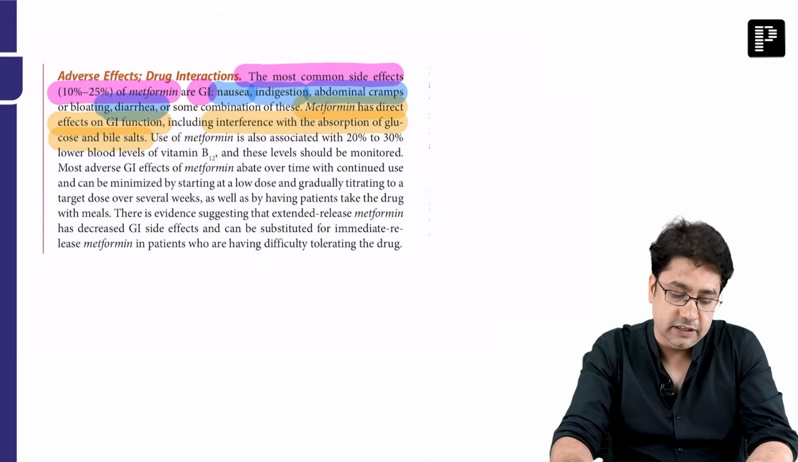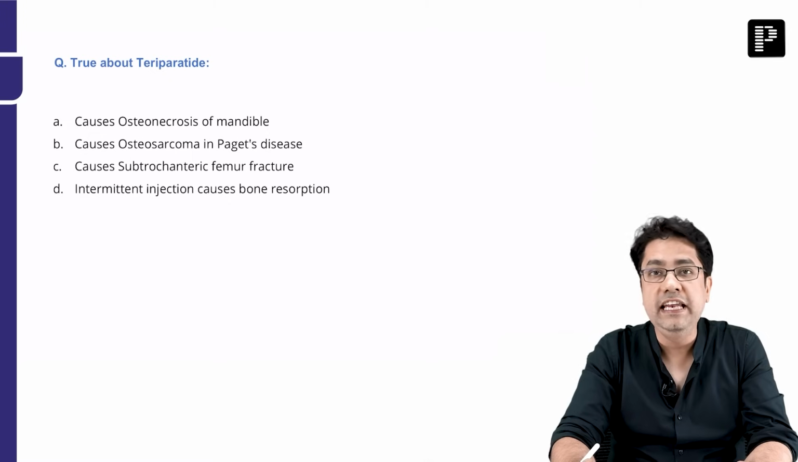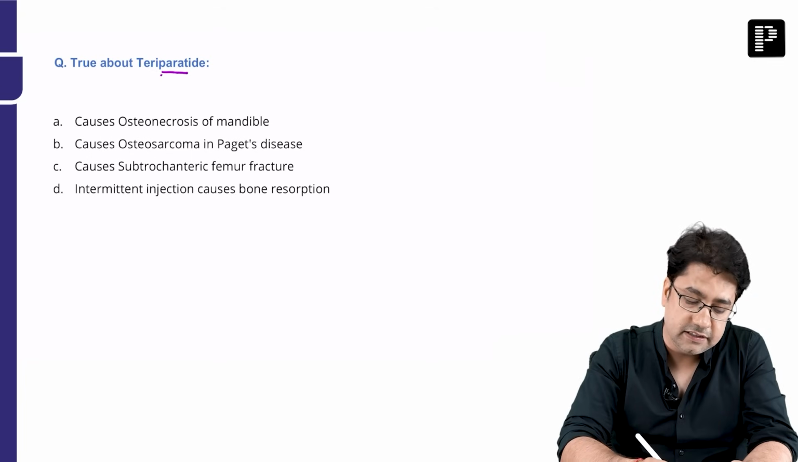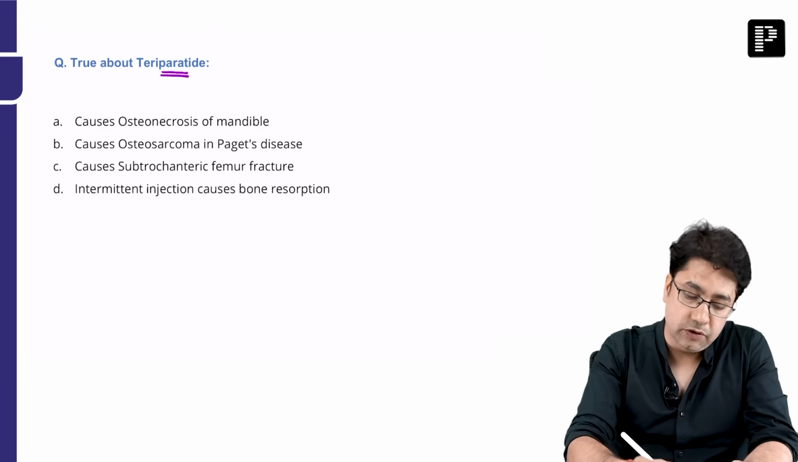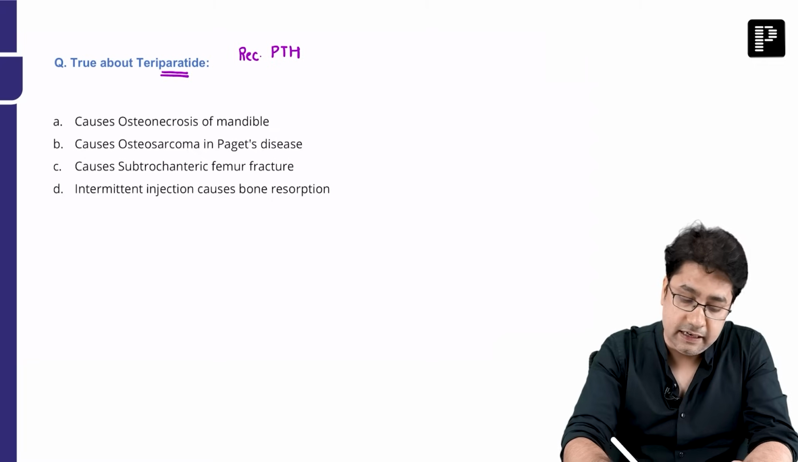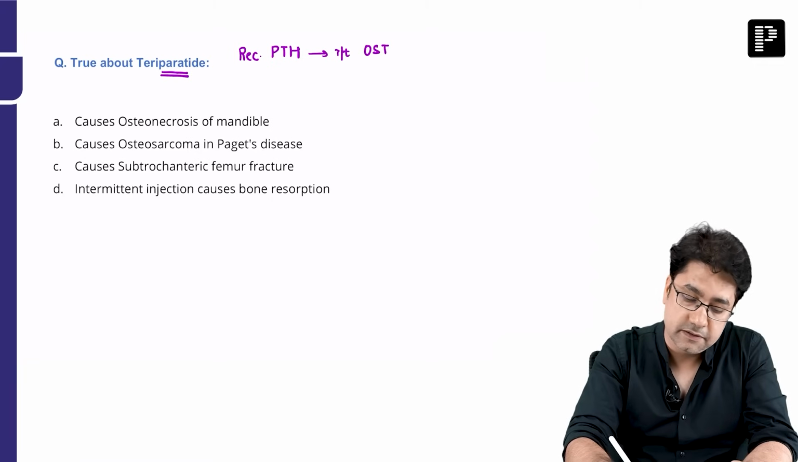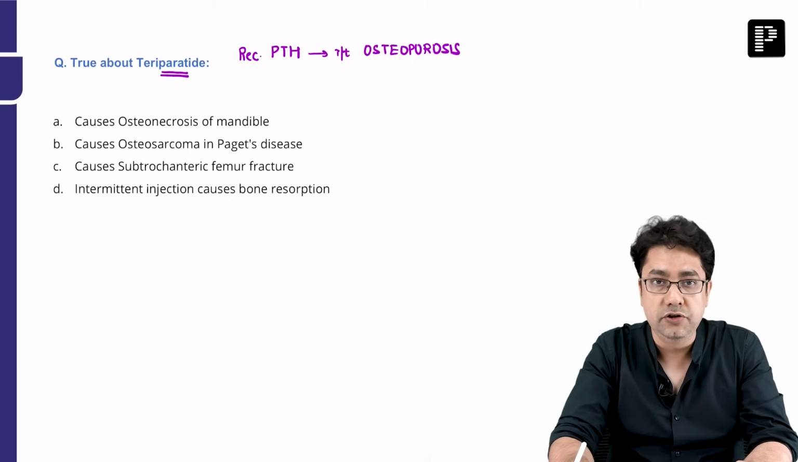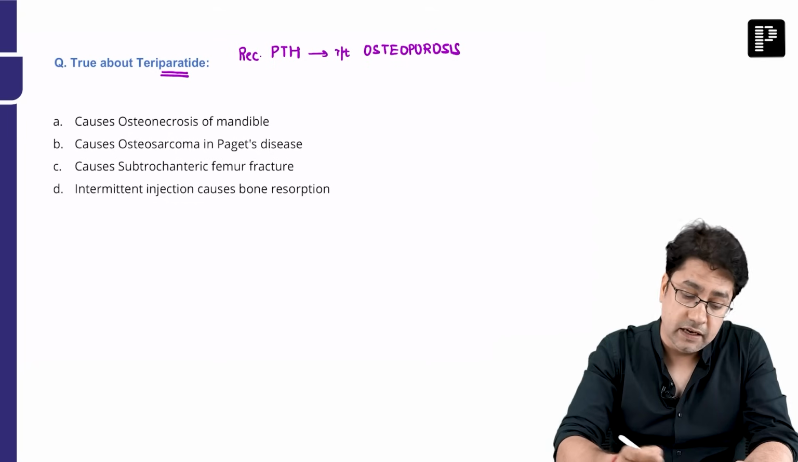Now the next question is: which is true about teriparatide? Now first, what is this drug teriparatide? You can see the word parathide is coming, the word para is coming. So teriparatide is a recombinant form of parathyroid hormone, and this is given in the treatment of osteoporosis. Now let's see which option is true about teriparatide.